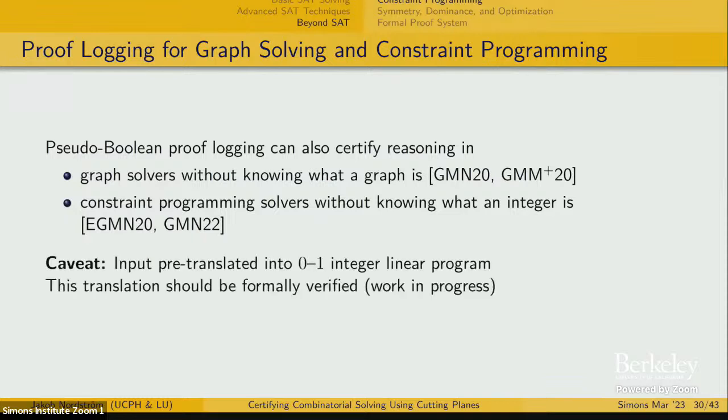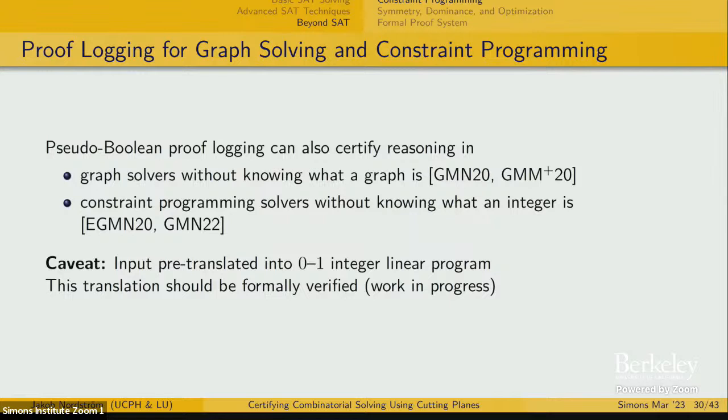There's one caveat here. If I'm given a graph as an input and I want to solve subgraph isomorphism, then I somehow have to pre-translate the subgraph isomorphism problem into a 0-1 integer linear program so that cutting planes can understand the problem. Okay. This is something that should be formally verified. We don't have it formally verified at this point. Again, this is another point where you should use interactive theorem provers or something. It's completely within reach, but it's work that needs to be done.